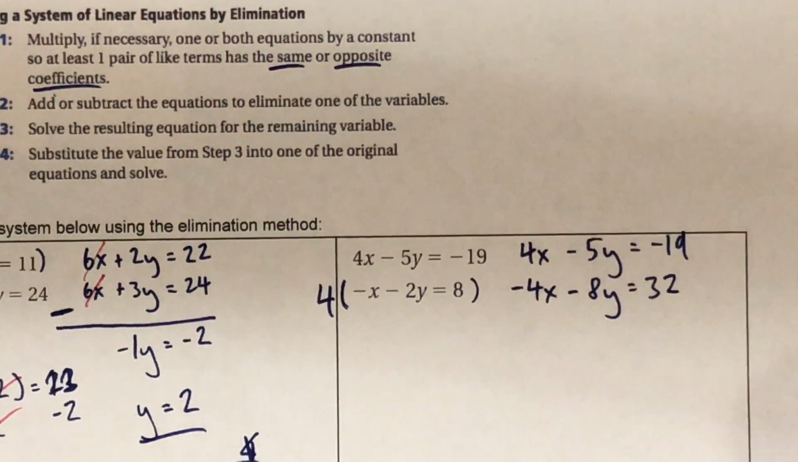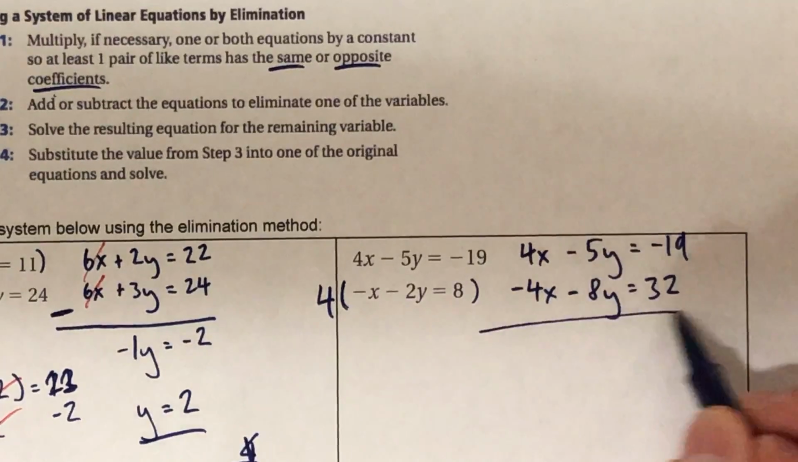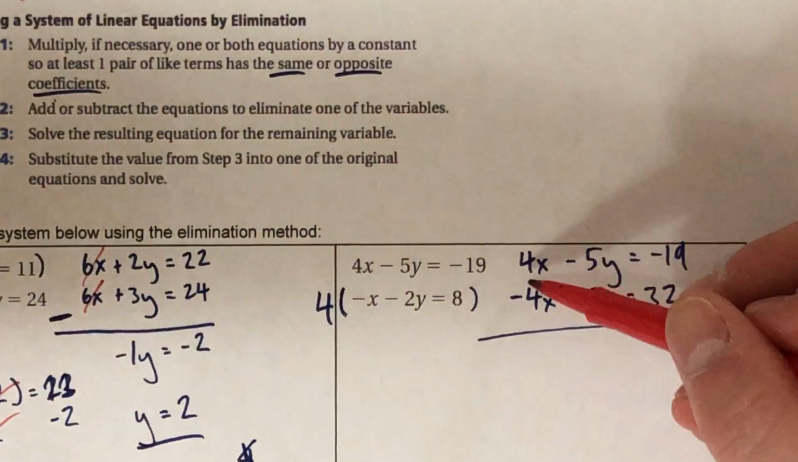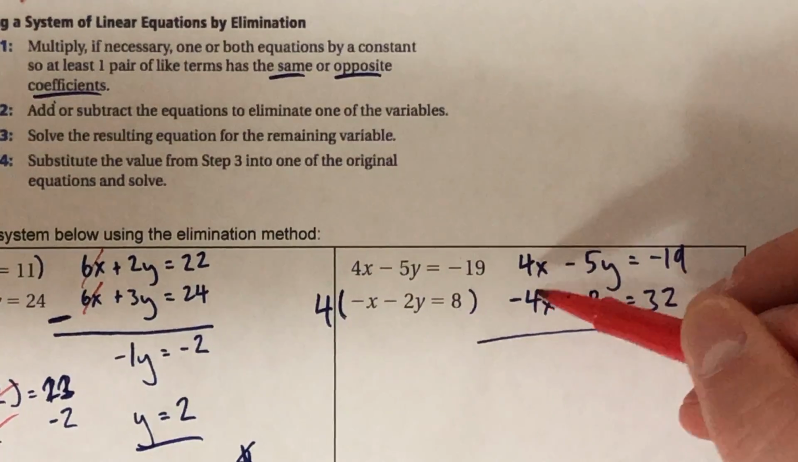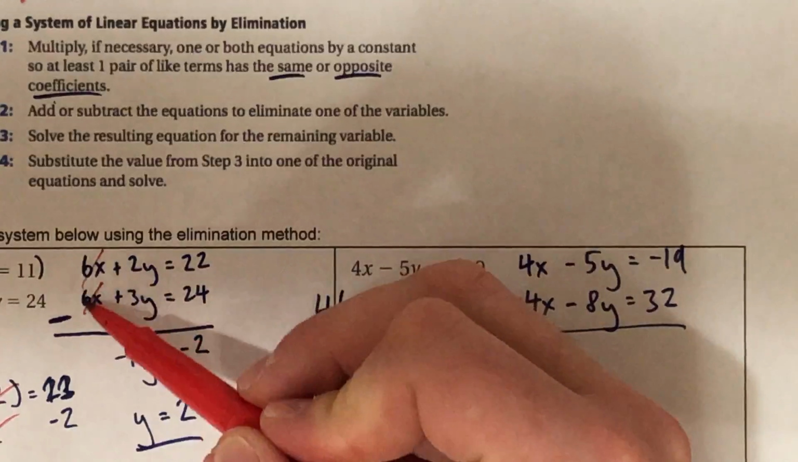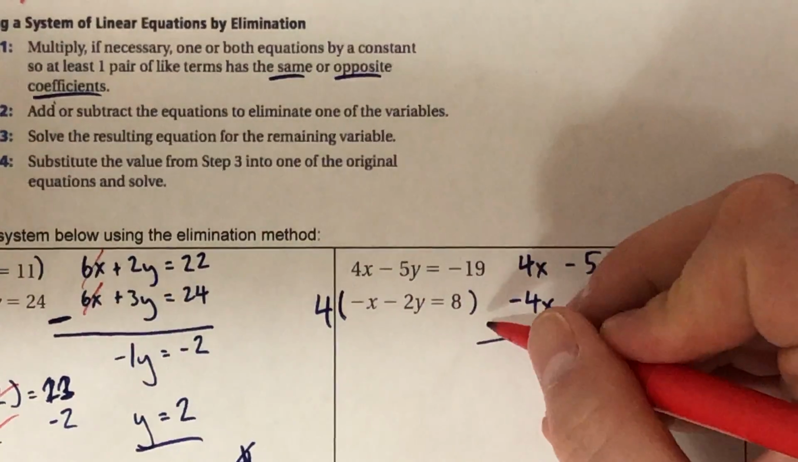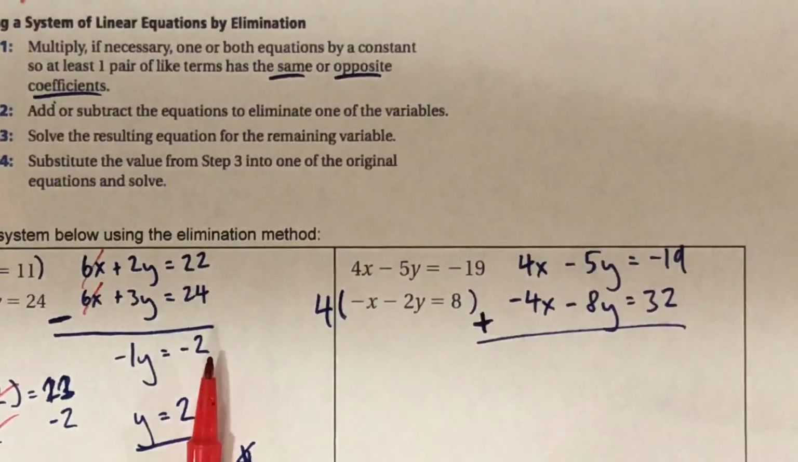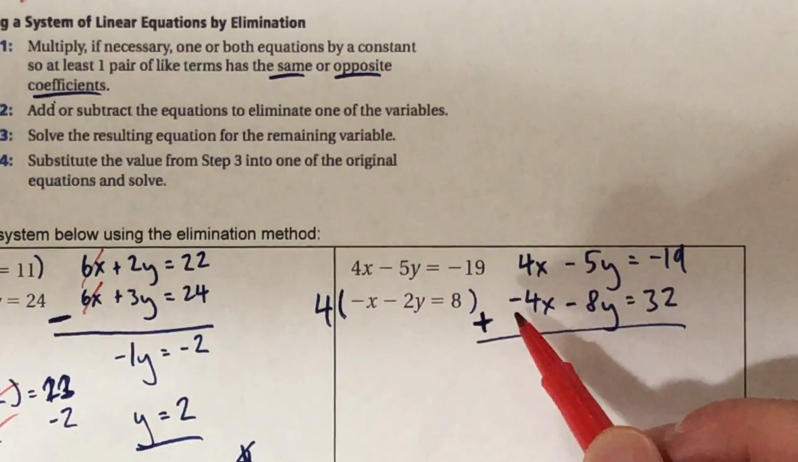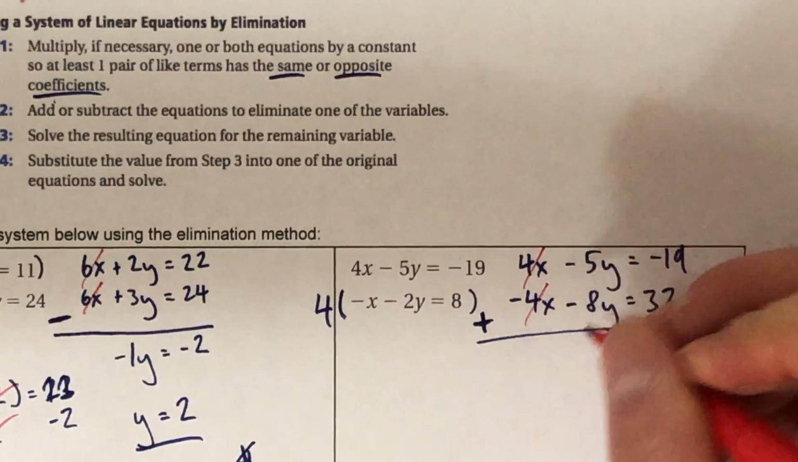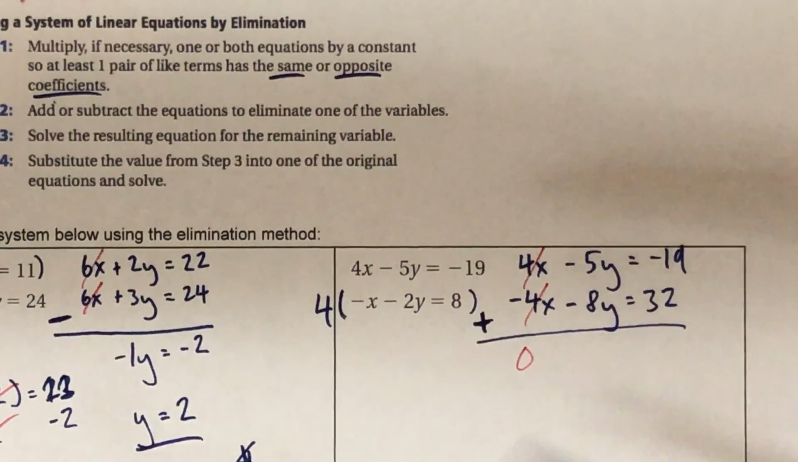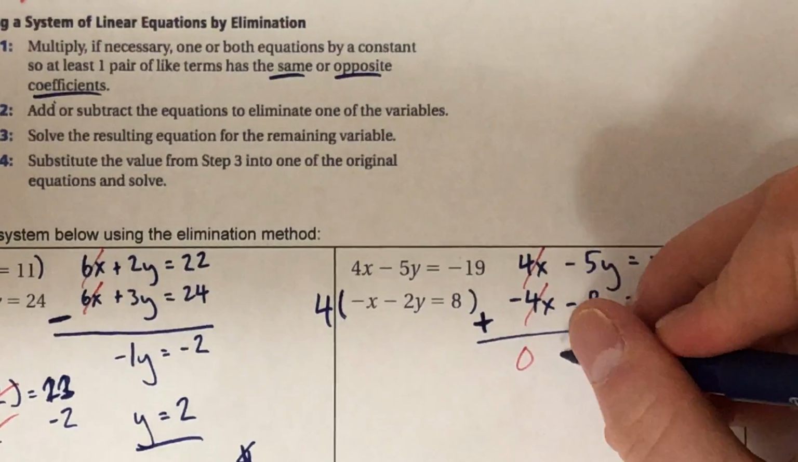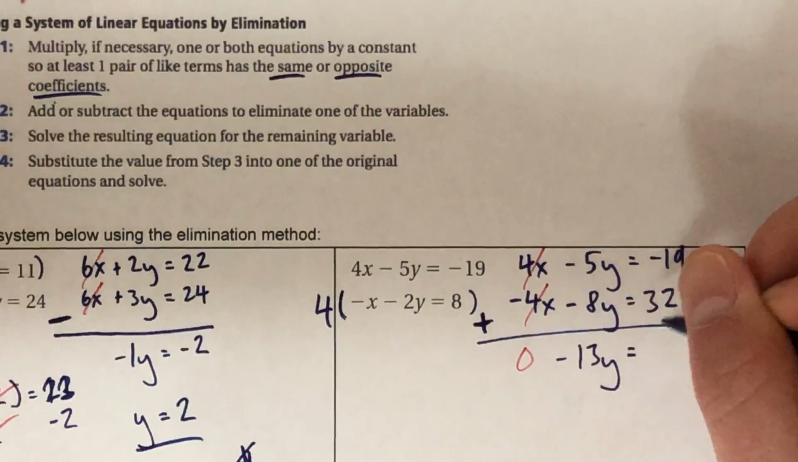Step 2 says I need to add or subtract these equations together. Now I'm trying to eliminate a variable. So if they're opposites, I'm just going to add them together. If they're the same, I need to subtract the equations. So let's go ahead and add these two equations together. 4x plus negative 4x, that eliminates. That's 0. Negative 5y plus negative 8y is negative 13y.